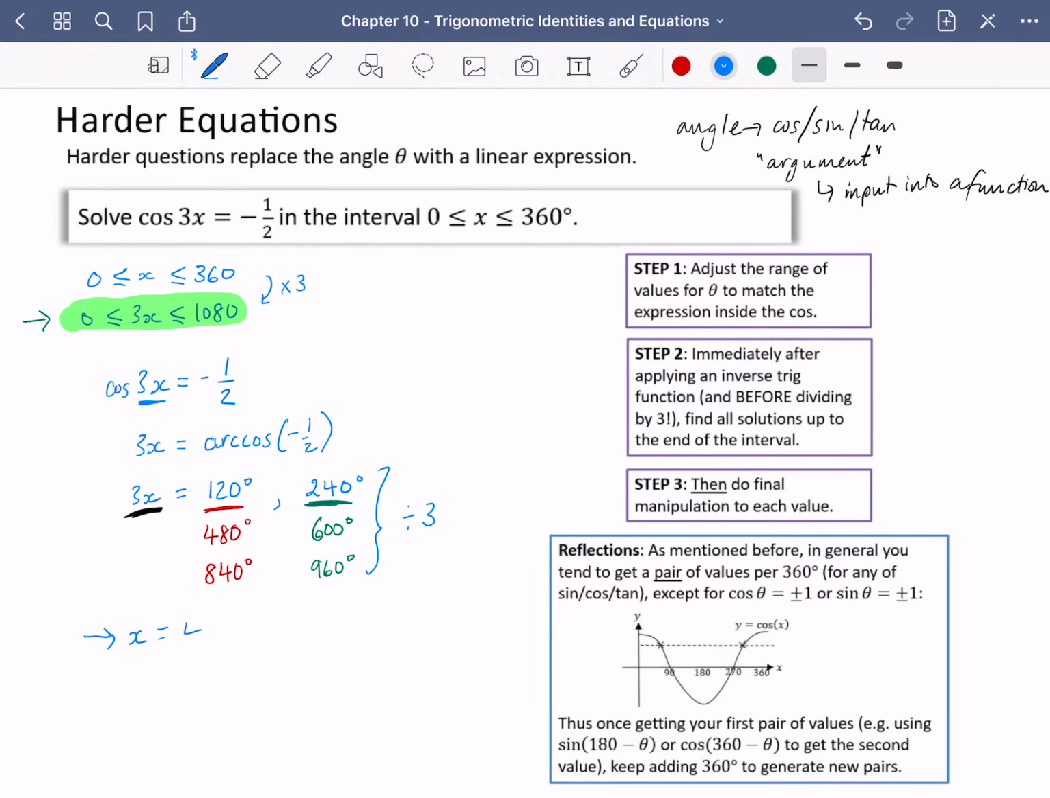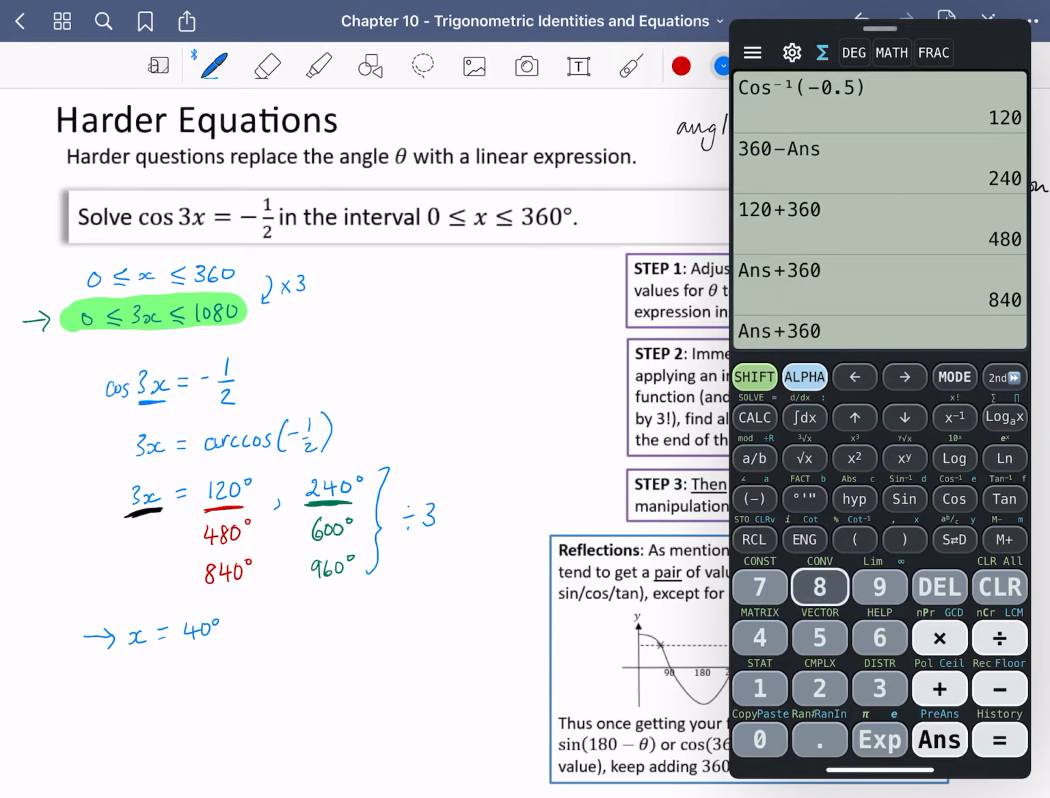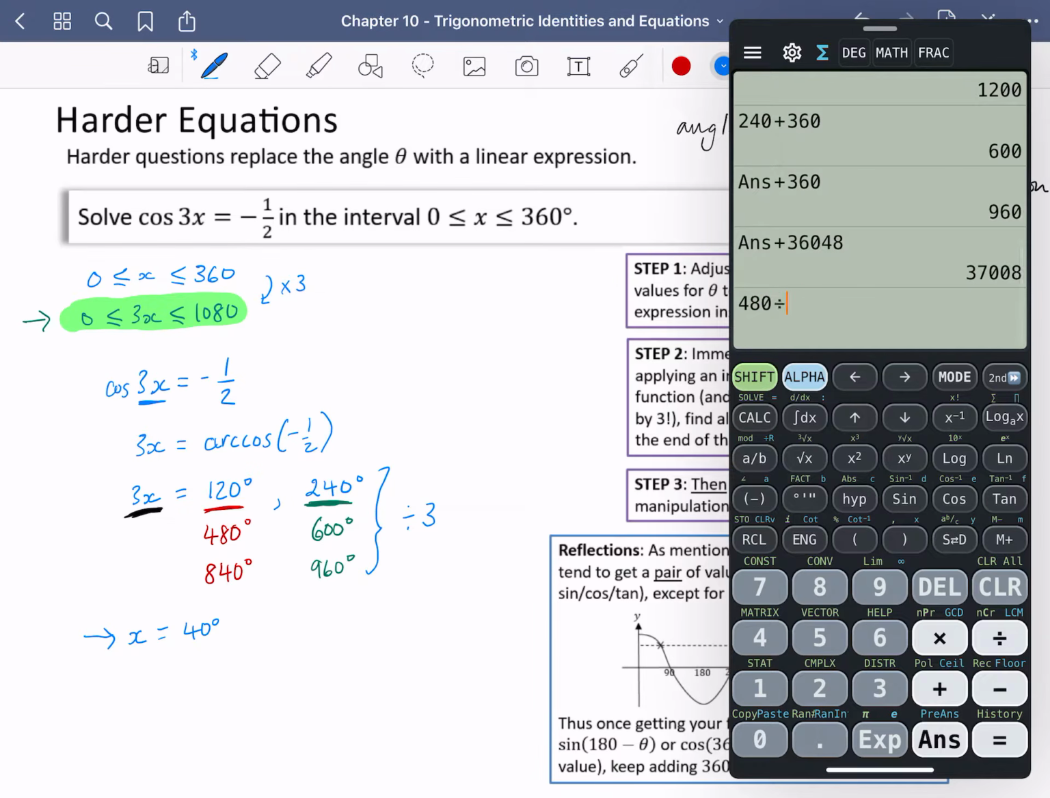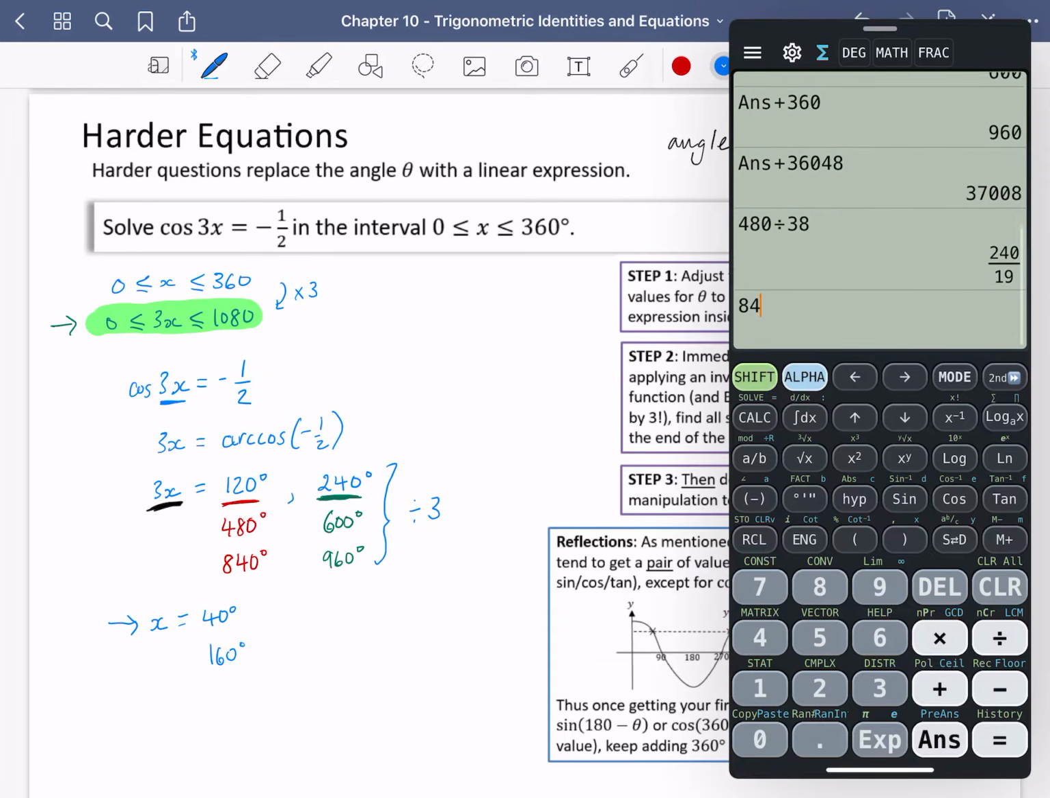Obviously, 120 divided by 3 is 40. Let's see what my other ones are. So I've got 480 divided by 3. That's 160. I've got 840 divided by 3. That's 280. 240 divided by 3 is just going to be 80. 600 divided by 3 is 200. And 960 divided by 3, feeling super lazy on a Monday morning, is 320 degrees.